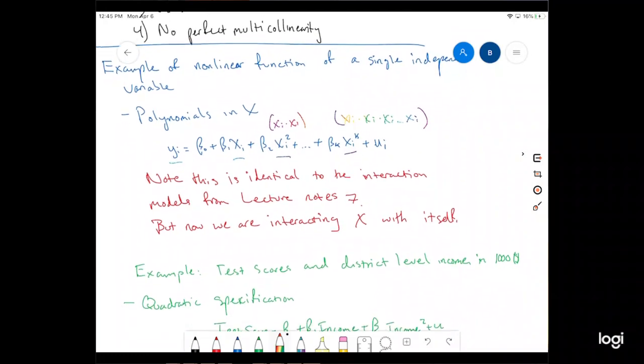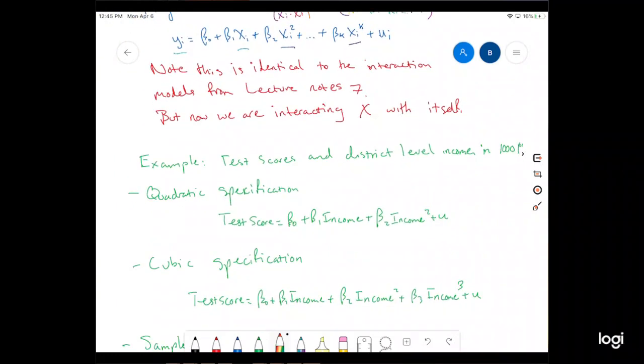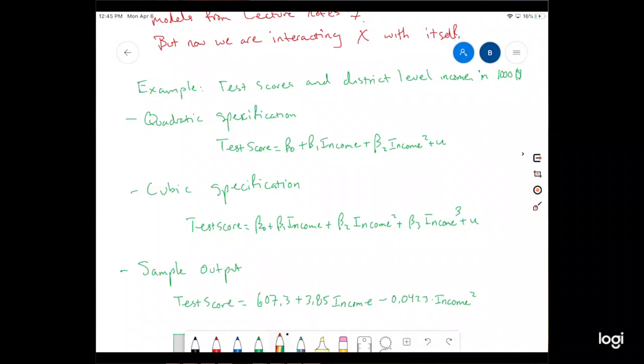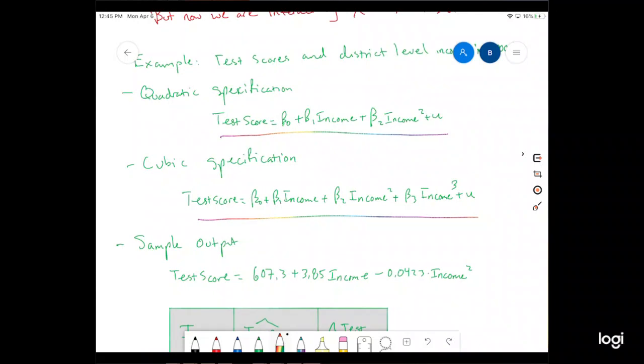So let's do an example in practice. Test scores and district level income in thousands of dollars. All right, the quadratic population specification would be here. Test scores equal to beta 0 plus beta 1 income plus beta 2 income squared. The cubic specification would just be test scores equals beta 0 plus beta 1 income plus beta 2 income squared plus beta 3 income cubed. The sample output for the quadratic specification is here, 607.3 plus 3.85 times income minus 0.0423 times income squared.